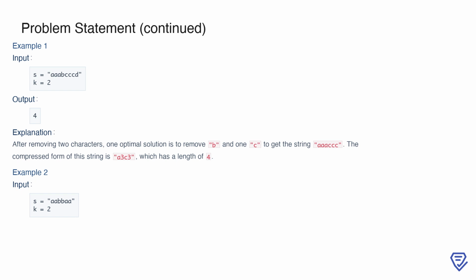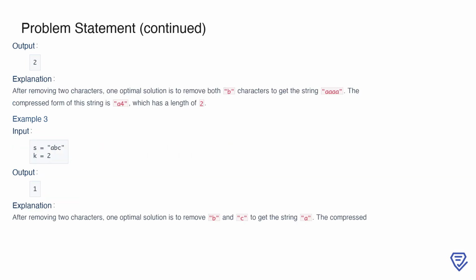Here's another example: if the input is s equals abba and k equals 2, you can think about which two characters to remove to minimize the compressed length. In the case of s equals abba and k equals 2, the output is 2. By removing both b characters, the string becomes aa. When compressed, this results in a2, which has a length of 2.